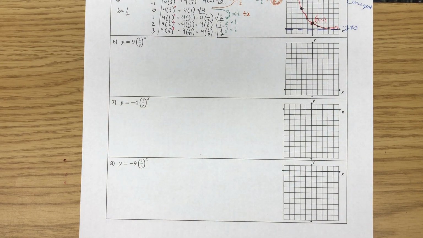But I want you to go ahead and pause the video. Try out number 7. We've got a negative and a fraction. When you're done, unpause it and see how well you did.